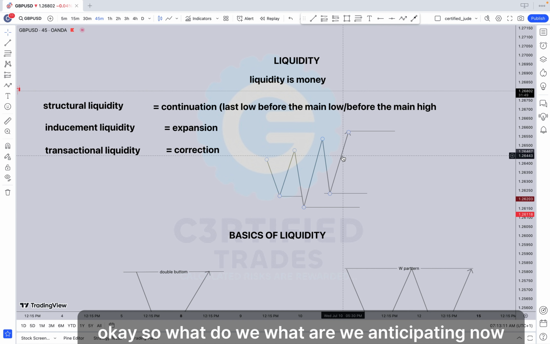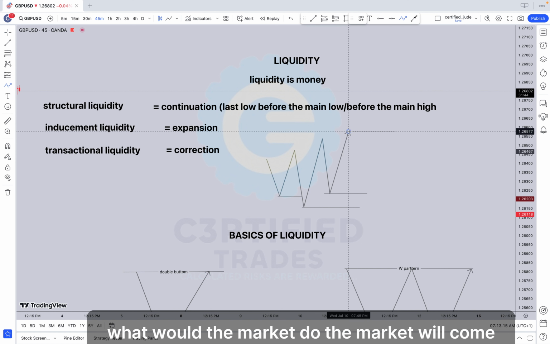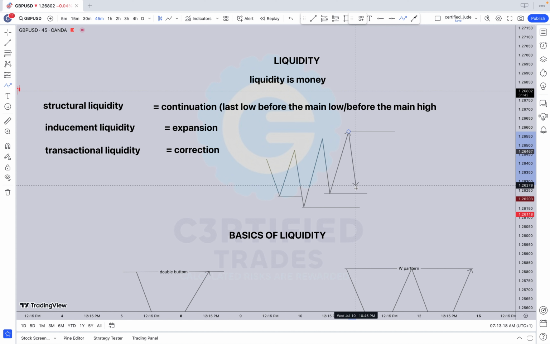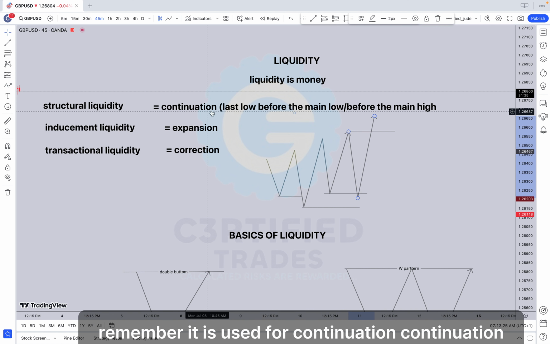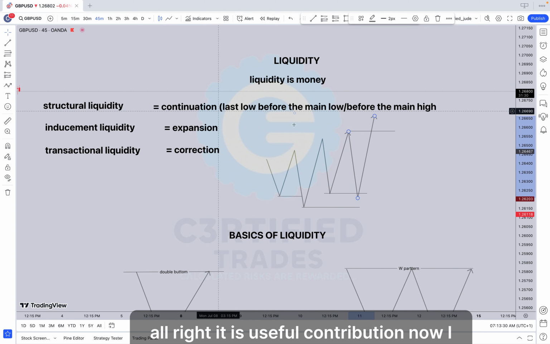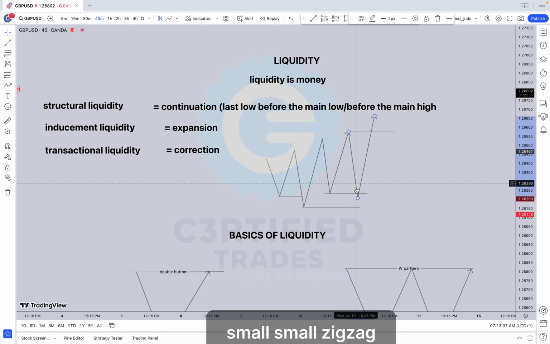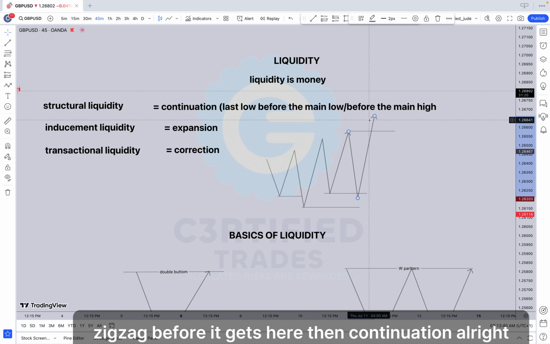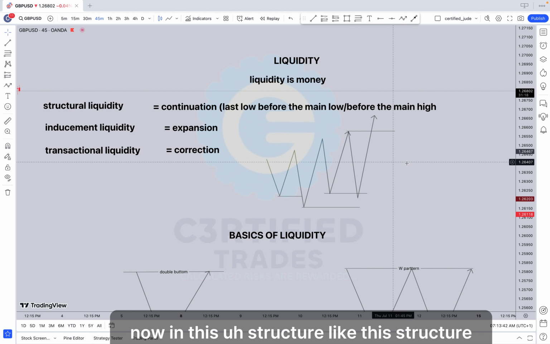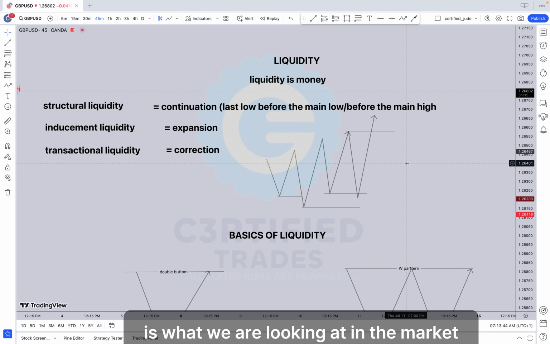Okay, so what are we anticipating now? What would the market do? The market will come down, then boom. Remember, it is used for continuation. All right, it is used for continuation. Now I just drew it straight like this because I know the market will go like a small zigzag before it gets here, then continuation.